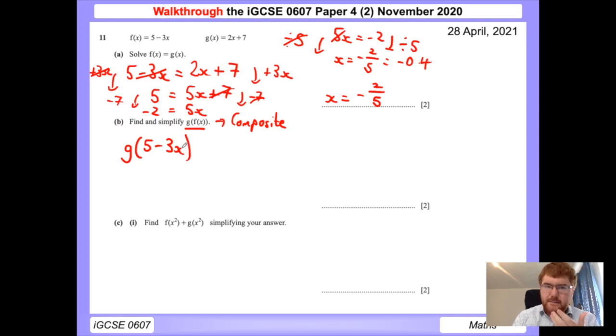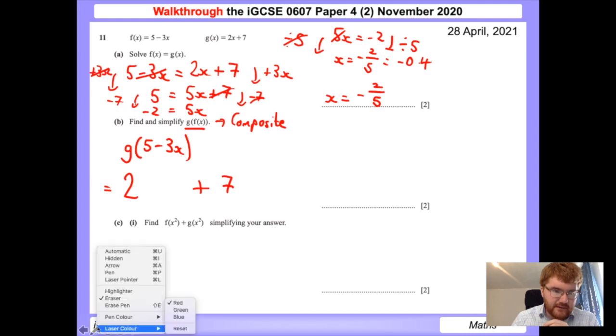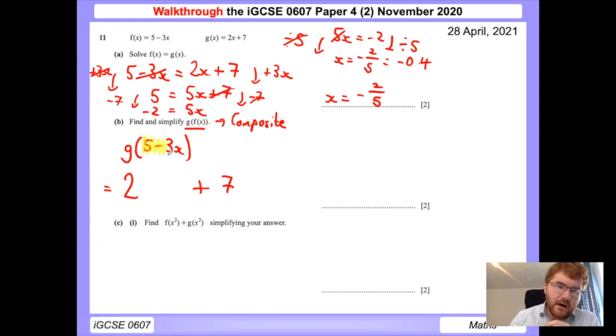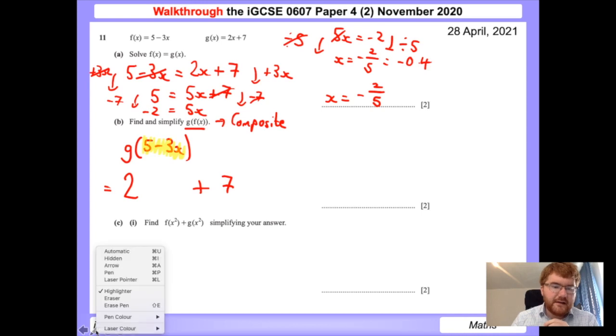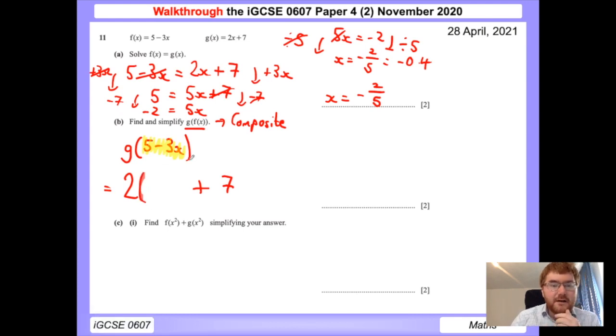Okay, this is the way I like to think about it. At this point, I look at my function 2x plus 7. So imagine I write 2x plus 7, like so. But what I do at this point is wherever I see an x in this function, I replace it with 5 minus 3x. So I'm going to pop 5 minus 3x where the x was.